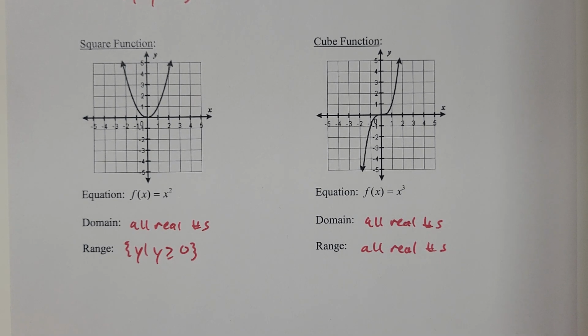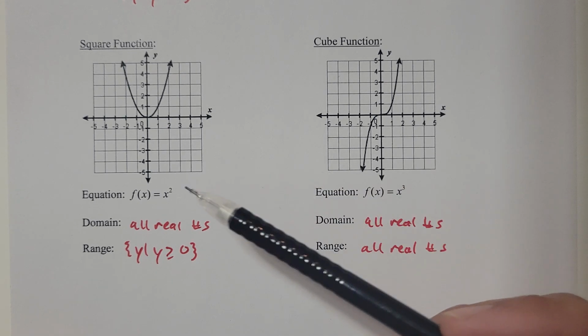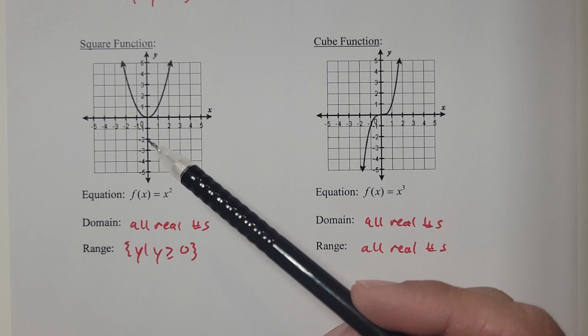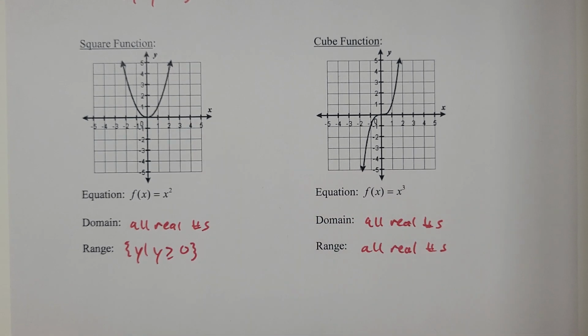The range is asking for the y values. So if I scan the y-axis, anything that's 0 or bigger is going to put me on the graph. Now, I didn't really need a graph to get the range, right? Because I know that if I square any number, I never have a negative as the result. Like if I square 3, I get 9. If I square -3, I get 9, right? So I'm never going to have a negative coming out of this. 0 squared is 0, right? So anything that's 0 or bigger is going to put me in the range.